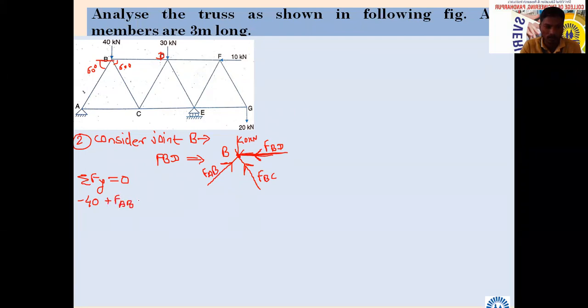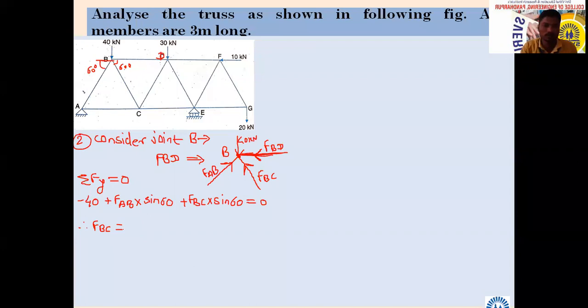I will write FAB into sin 60, since we are considering sin. FBC we want to calculate, again it will come positive. FBC into sin 60 equal to 0. Is it possible to get the value of FBC from this? Yes, sir. Will you do the calculation first?